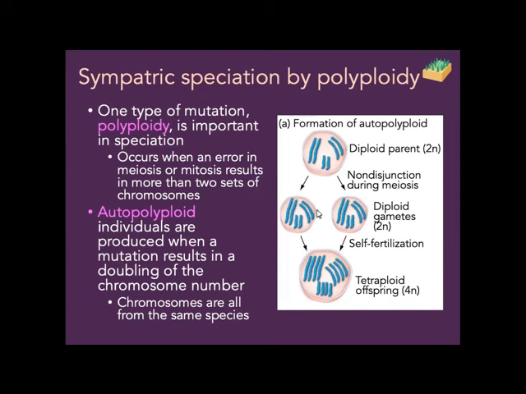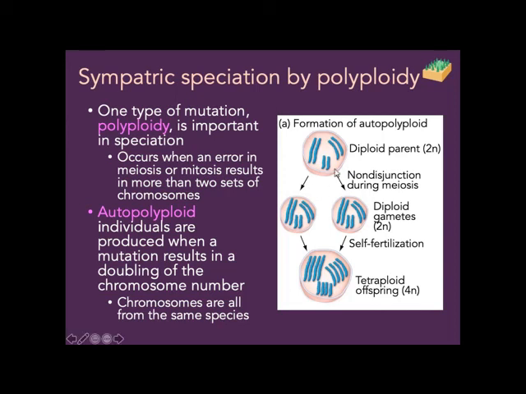So this is when individuals have a mutation that doubles their chromosome number, but the chromosomes are all coming from the same species. So here's the parent, they're diploid, right? They have 3 chromosomes and 2 copies of each one. They have a non-disjunction event during meiosis. Do you remember non-disjunction from 1113? Yeah, that's when the chromosomes stick together and end up like too many in one gamete and too few in another.